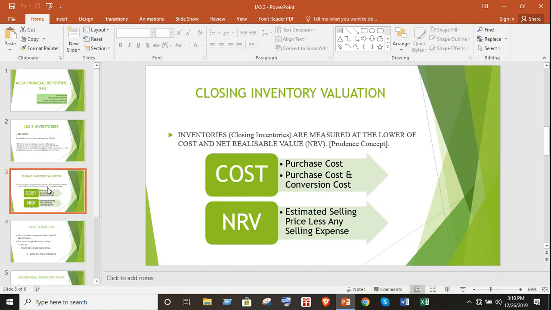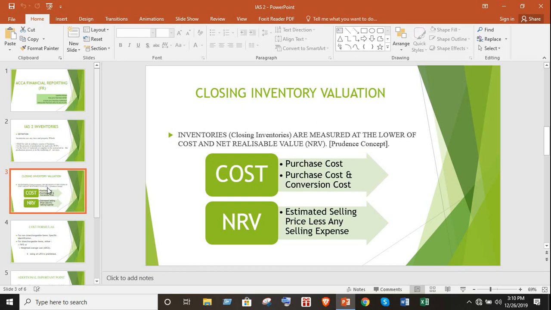If you put the higher amount, the closing inventory will be higher. And what will be the impact on profit? If the closing inventory is higher, the profit will be higher and the asset will be higher. So there is a pure contradiction with the prudence concept. We cannot do that. So we have to take the lower amount.